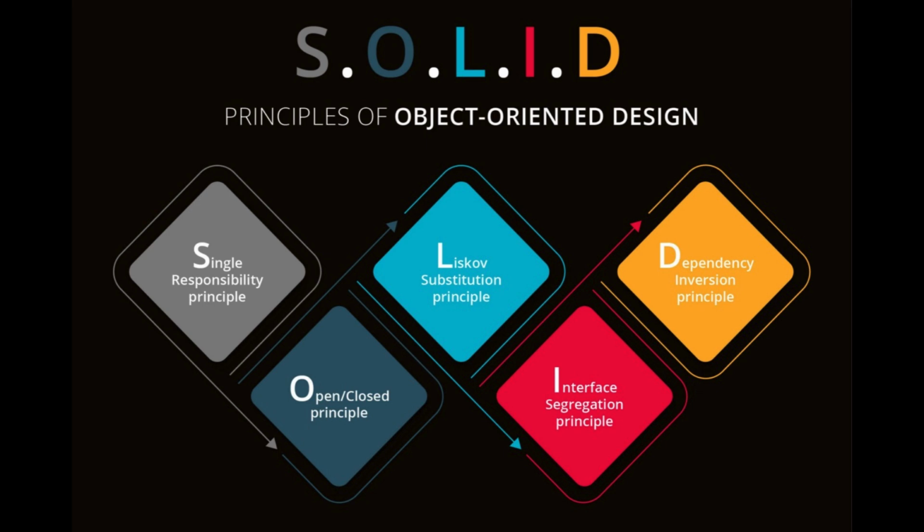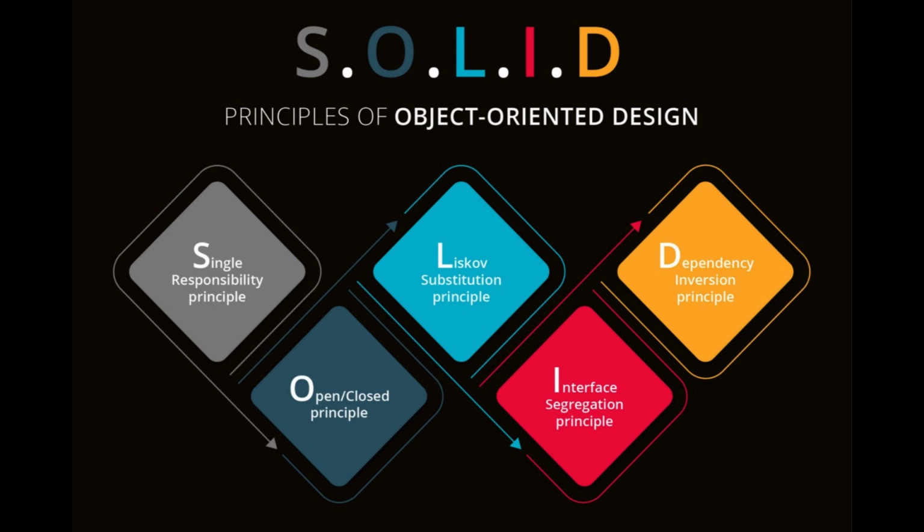The Liskov substitution principle asserts that objects of a superclass should be replaceable with objects of a subclass without affecting the correctness of the program. The interface segregation principle, ISP, advocates for designing interfaces that are client specific rather than general purpose, ensuring that the implementing classes are not forced to depend on interfaces they do not use.